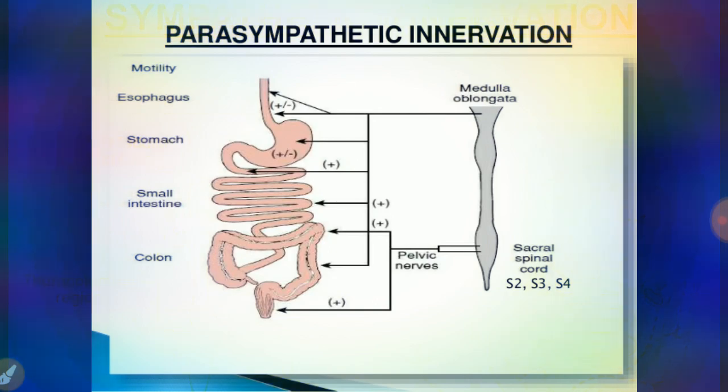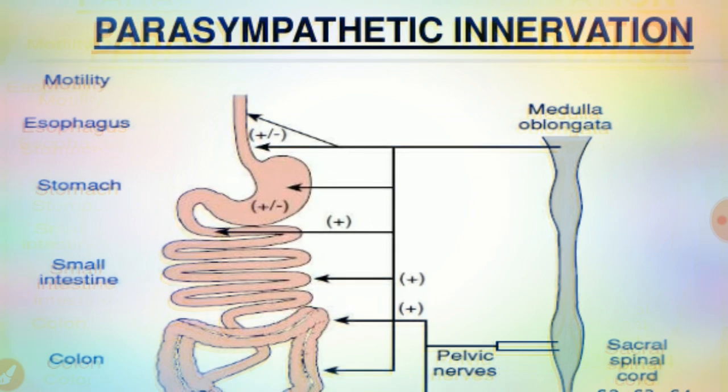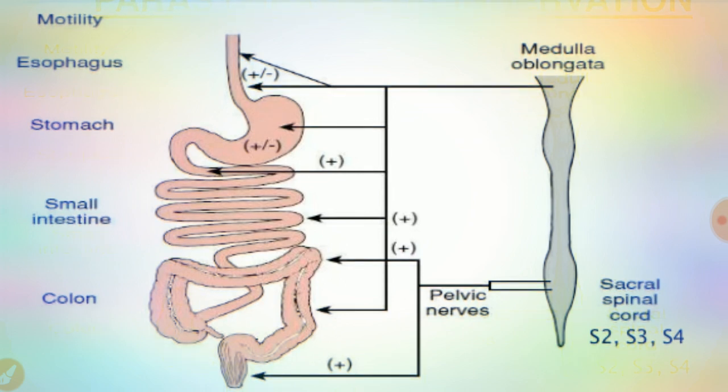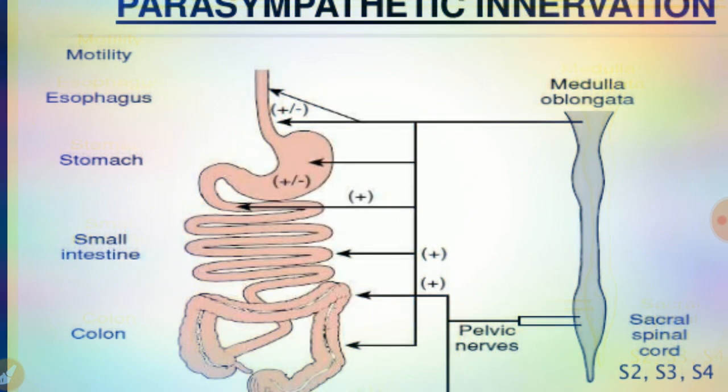So this is the parasympathetic innervation. In the parasympathetic innervation there is motility in the esophagus, stomach, and small intestine. These are the organs of the GI tract. The sacral spinal cord S2, S3 and S4, through the pelvic nerves, also shows a positive effect on the stomach, small intestine, colon and esophagus. So there is an increased rate of motility.